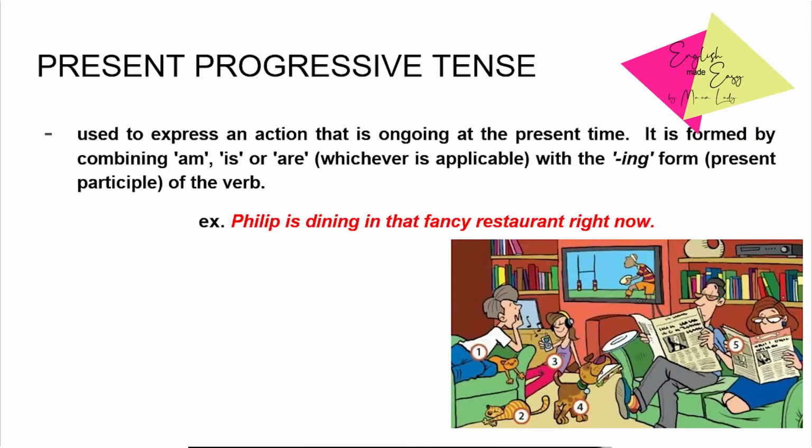Next is what we call the present progressive tense. Now, the present progressive tense, according to its definition, is used to express an action that is ongoing at the present time. Meaning, nangyayari siya ngayong mga oras na ito. Okay? Nangyayari siya sa mga oras na ito. So, again, it is formed by combining am, is, or are, whichever is applicable, plus the ing form, present participle.